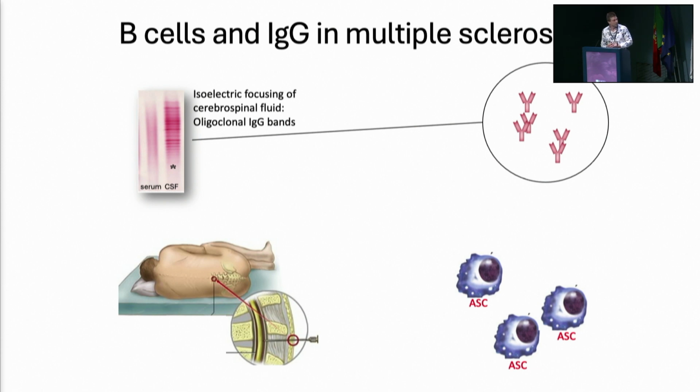Now, although this is used as part of the diagnostic criteria of MS, it's not specific for the disease. We see these IgG bands also in other diseases, such as other neuroinflammatory diseases, and the largest group is actually chronic infections of the CNS, such as Lyme neuroborreliosis or herpes encephalitis. However, in such cases, the IgG is directed towards the causative antigen, such as the Borrelia spirochete.